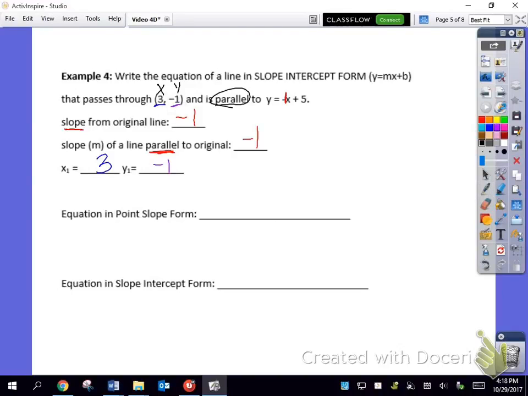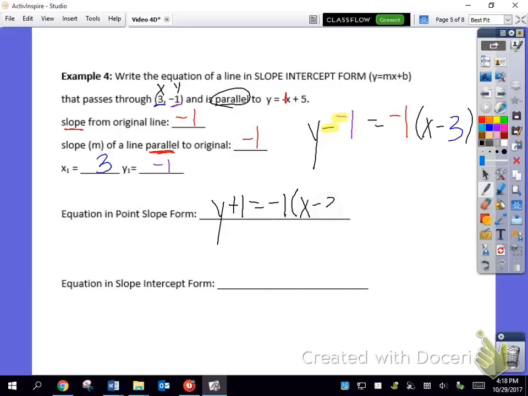So you've got y minus, and then I don't want to leave a space for the m, x minus. So let's fill it in. Y minus, so your y value is negative 1, m was negative 1, and then the x value was 3. Now look to see if there's any negatives. Minus and negatives, that needs to change. So y plus 1 equals negative 1 parentheses x minus 3. That is your point slope form.